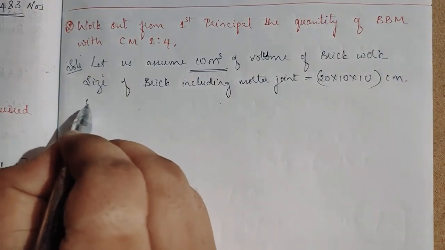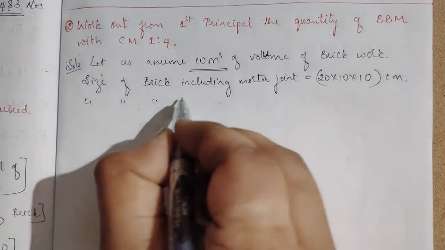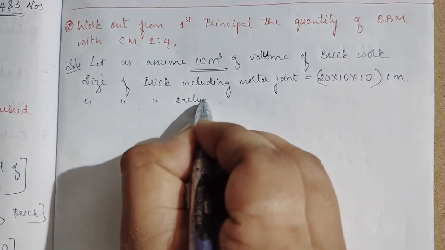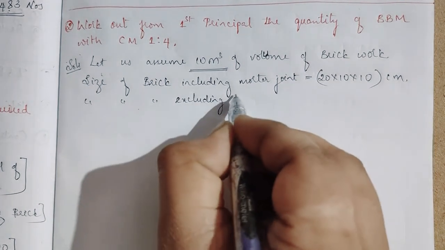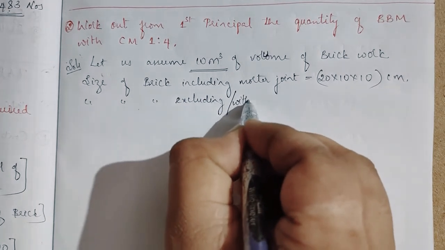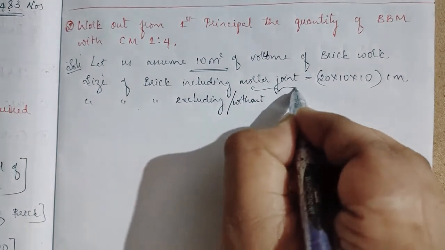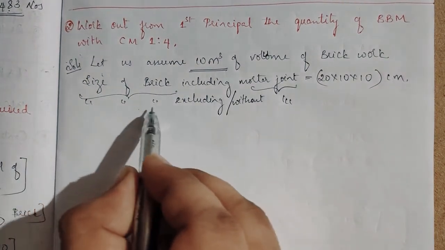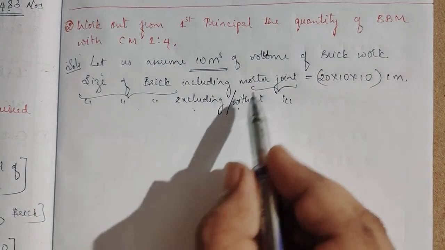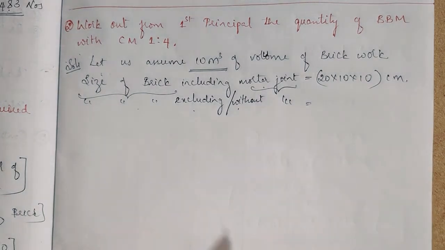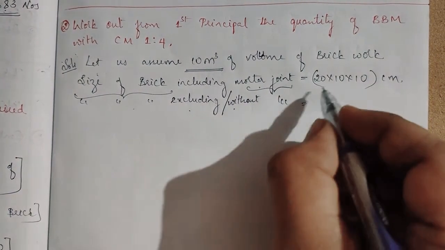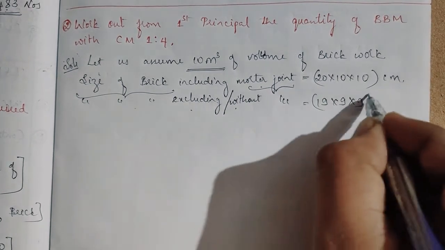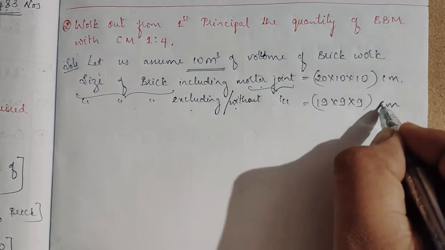Okay, and size of the brick excluding or without this mortar joint. What will be the size? The mortar joint will be 1 centimeter. It is 19 into 9 into 9 centimeter.